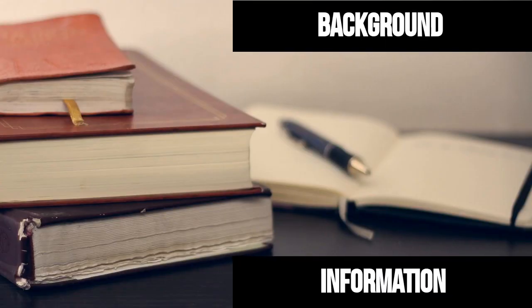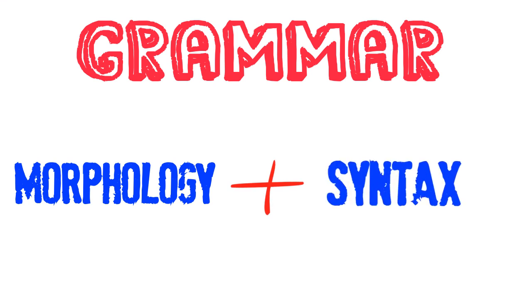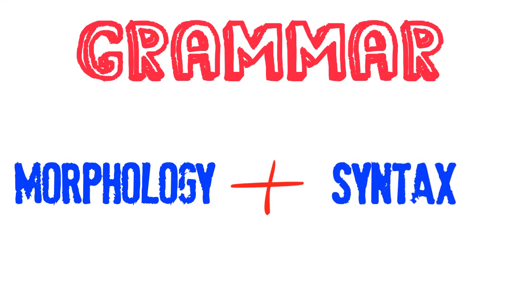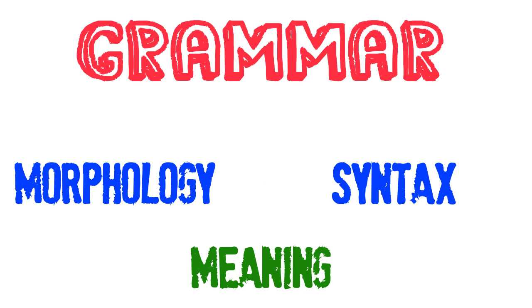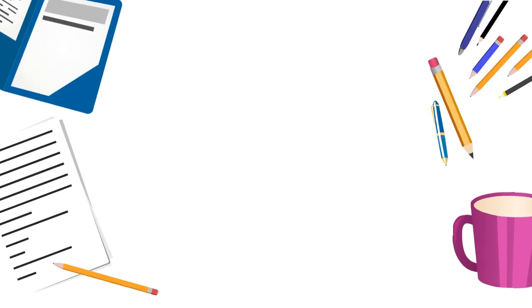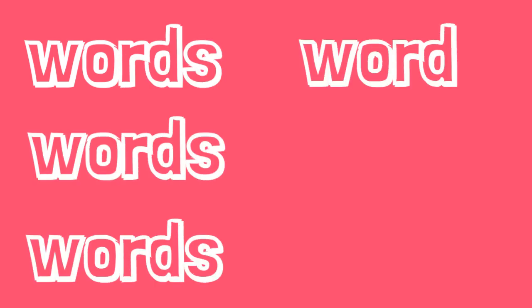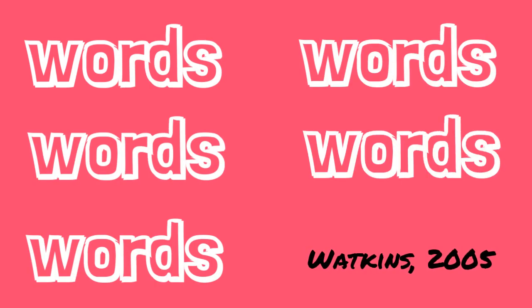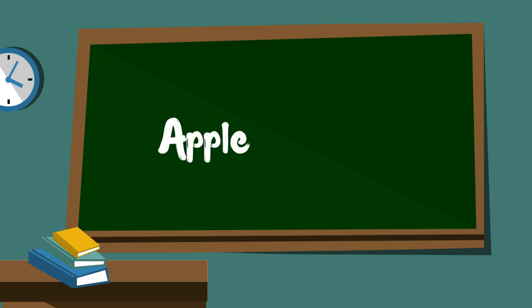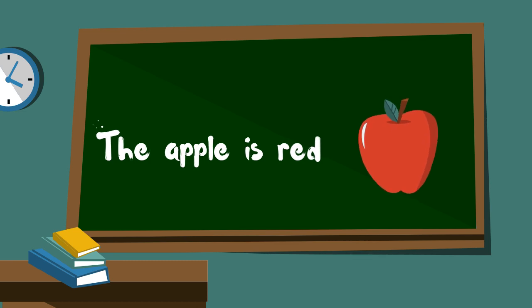Let's review some important information. Grammar is a component that refers to two patterns, morphology and syntax. Additionally, grammar deals with meaning. Oxford Dictionaries defines vocabulary as the body of words used in a particular language. Learning new words allows communication to take place, and these words can be taught in isolation or in combinations.